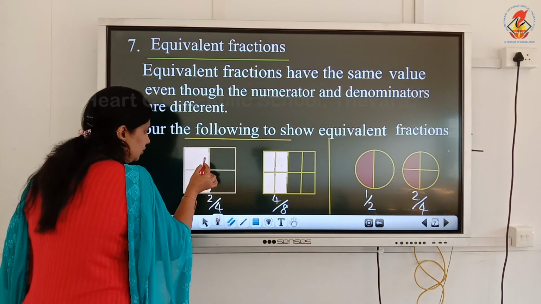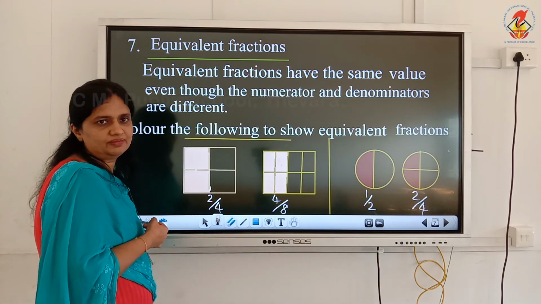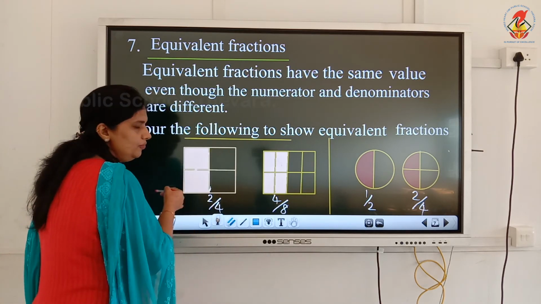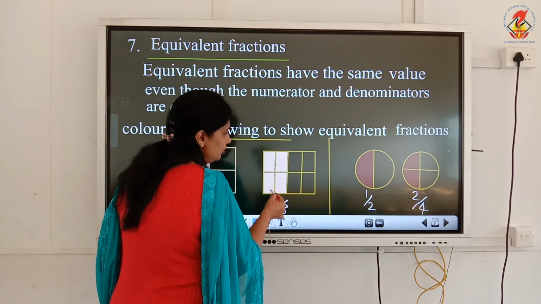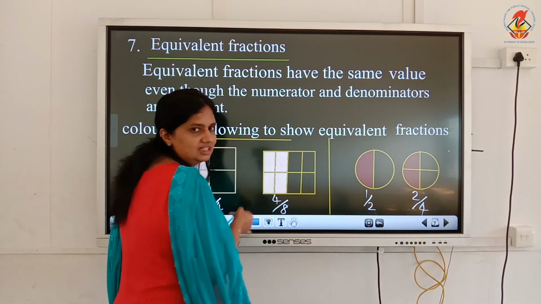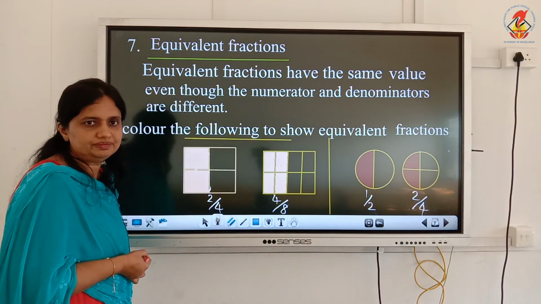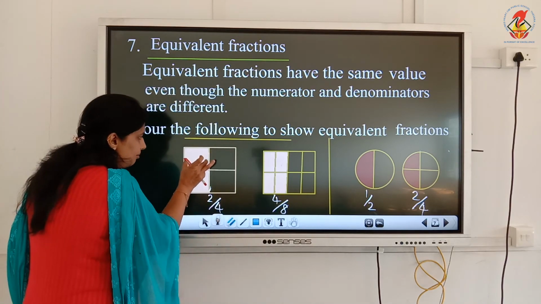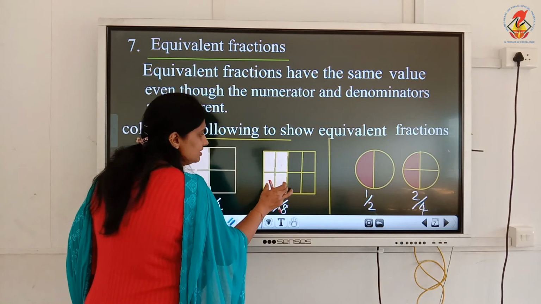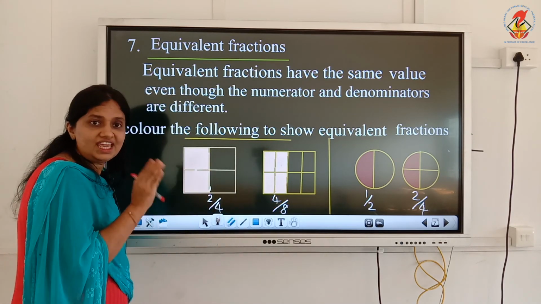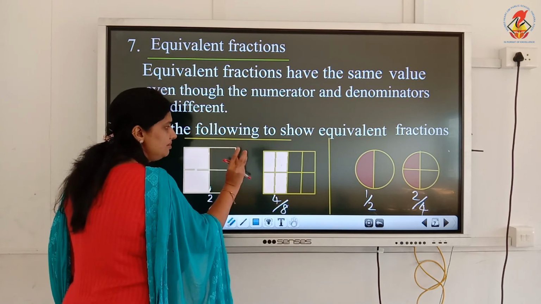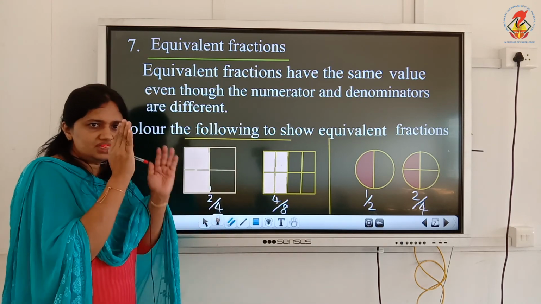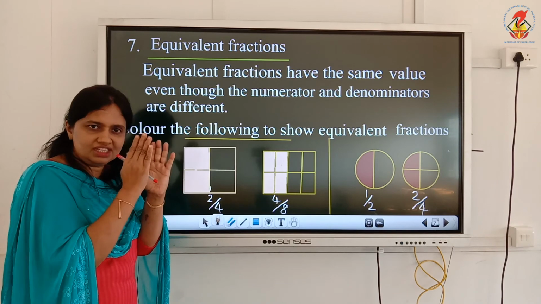Here I colored 2 by 4 portions. 2 portions out of 4. And here I colored 4 portions out of 8 pieces. 8 equal pieces. Okay, see the amount. These two are same only, right? Same amount only. These two figures represent the same amount only. Is it clear?